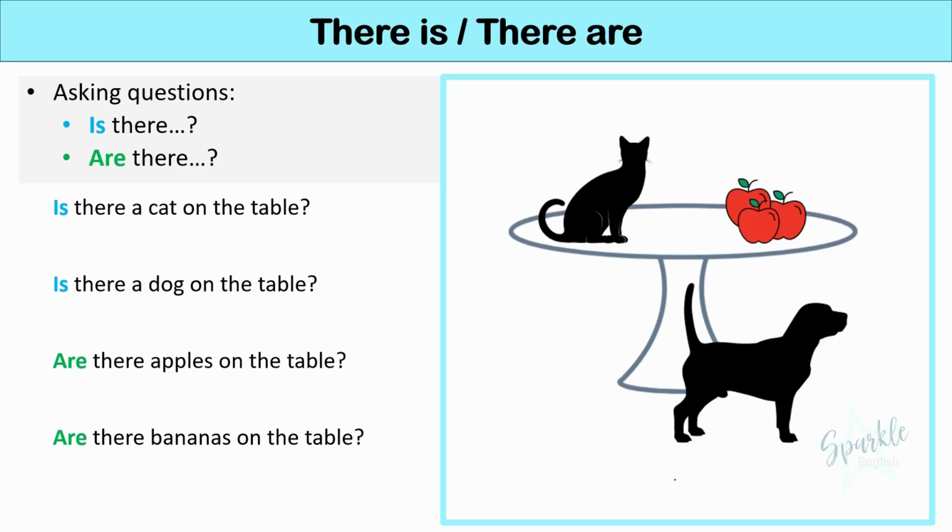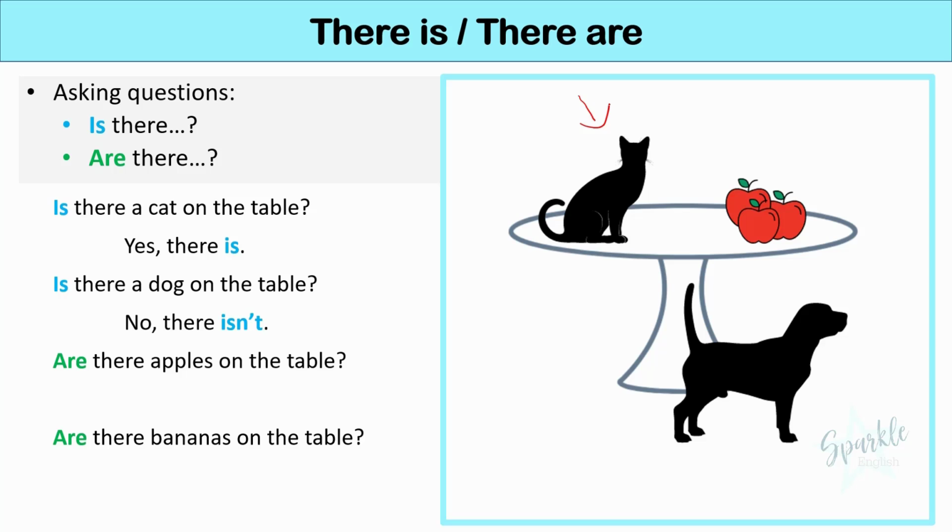If you want to ask a question, you would say is there or are there. For example, let's look at this picture. Is there a cat on the table? Yes, there is. There is a cat on the table. Is there a dog on the table? No, there isn't. The dog is under the table. It's not on the table.